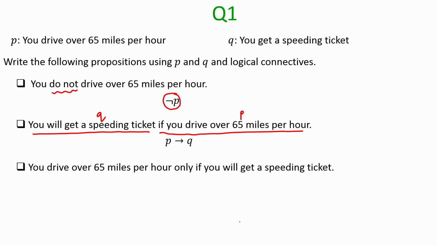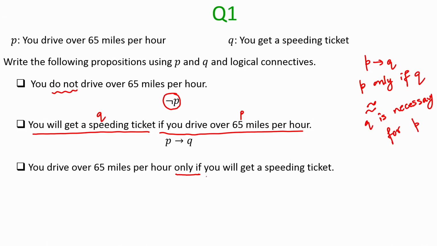The third statement that we want to represent here is you drive over 65 miles per hour only if you will get a speeding ticket. So, this is a statement of the form only if. Okay. So, recall p implies q also represents p only if q, okay, or equivalently q is necessary for p. These are the various forms for p implies q. So, this condition is the necessity condition here.